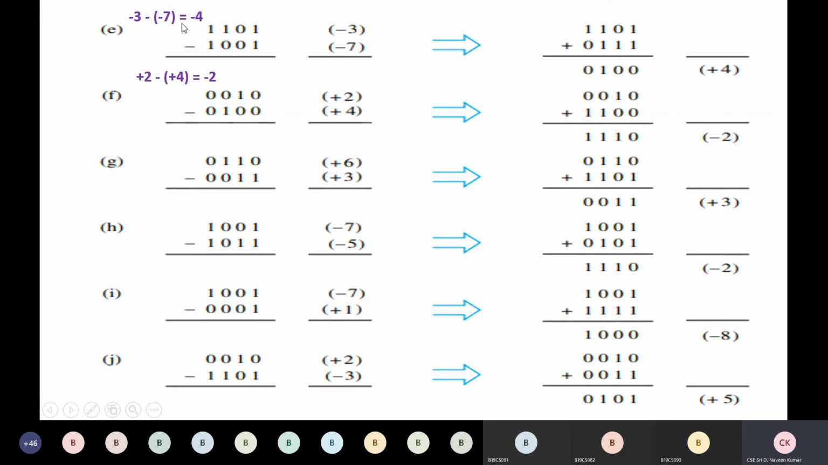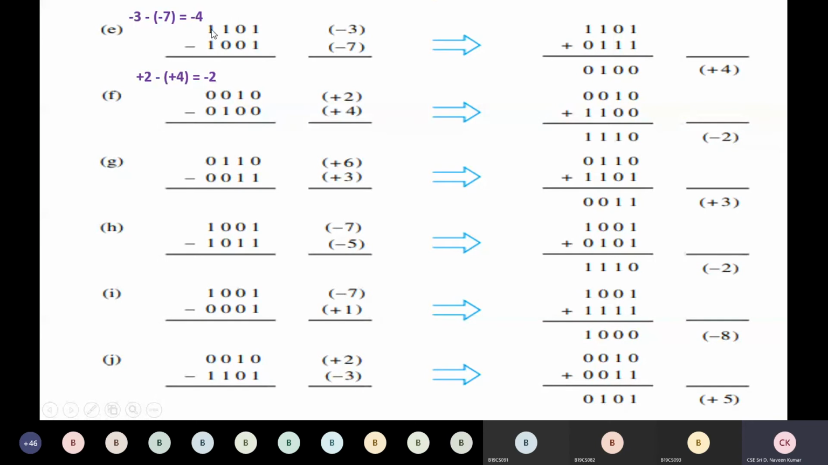So the end result we get is something like this one. Similarly, sorry, this one is plus 4, not minus 3, it is a plus 4, wrongly written minus 4. And with this one, plus 2 minus of plus 4, at the end we have minus 2. So these are the representations.